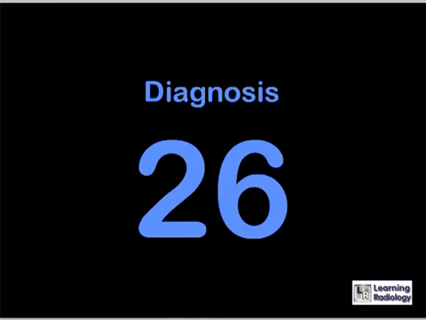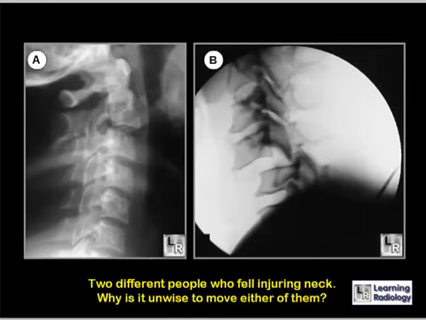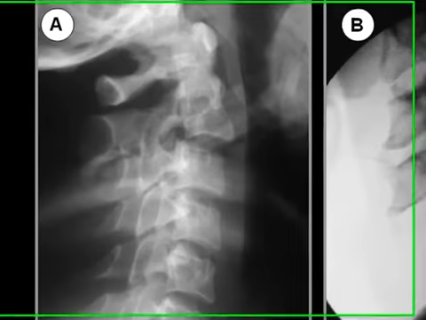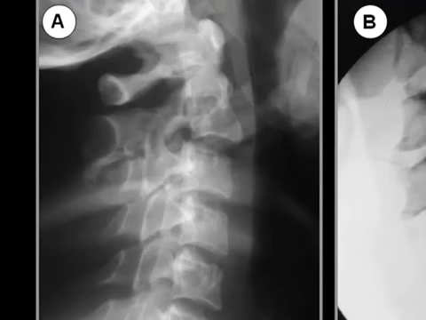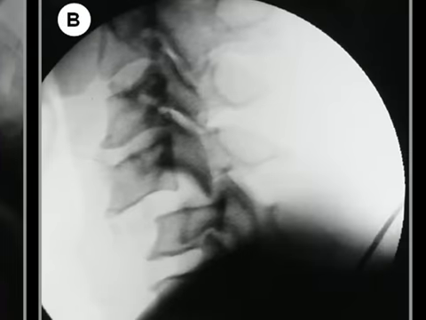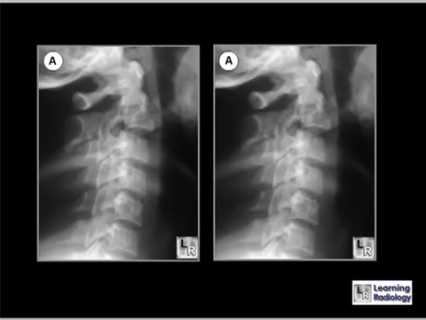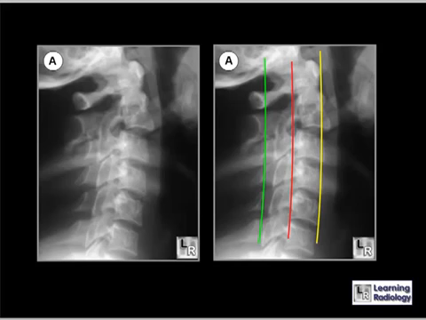Two different individuals who fell, injuring their neck. Why is it unwise to move either of them? First we'll look at A, and now we'll look at B. In patient A, we have to observe the three lines that connect the anterior and posterior aspects of the vertebral bodies and the spinolaminar white lines. And these three cervical lines should all be parallel to each other in a smooth curve.